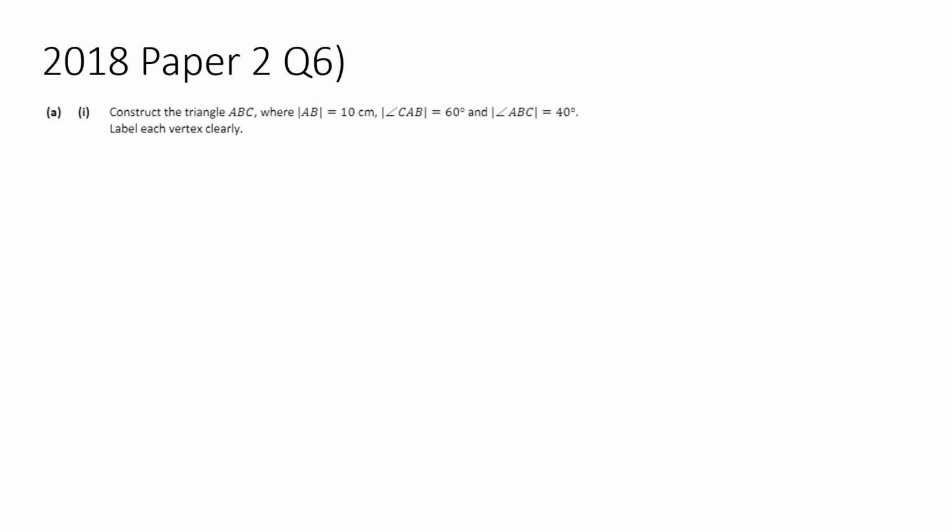So the first thing you want to do is you always want to just draw a sketch. So we're just going to draw a sketch of a triangle here. And you start by labeling each of the different sides. So you want to start with the 10 centimeters. That means that A to B here will be 10 centimeters.